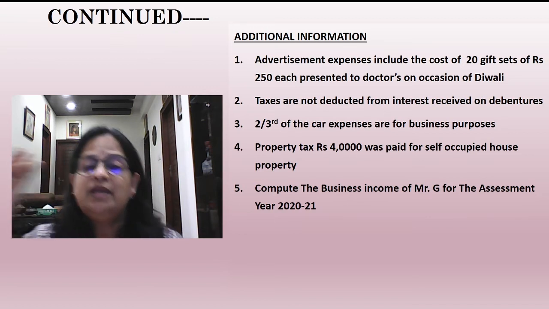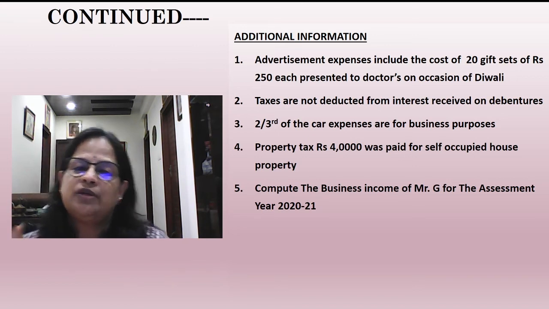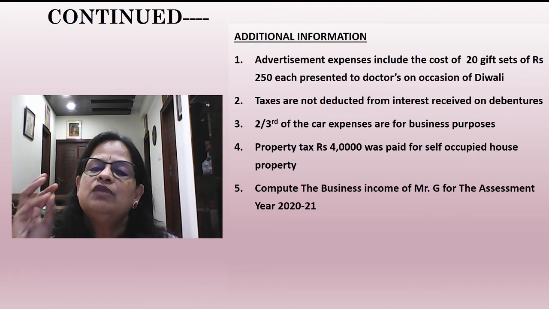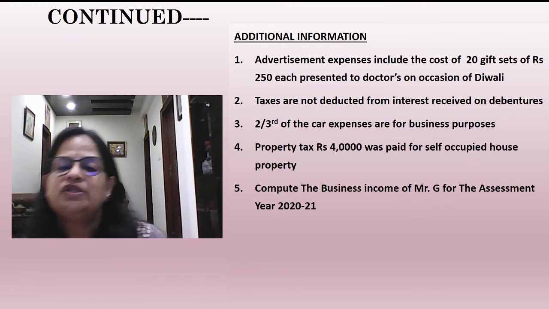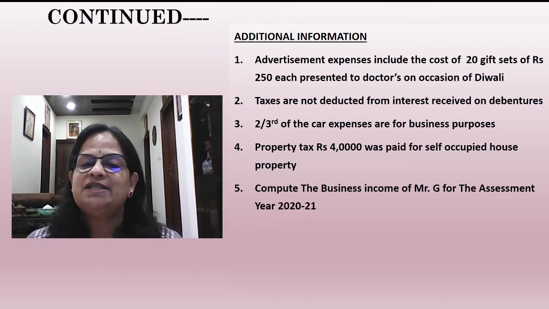Now if it's income received in a foreign country, then only you have to see whether TDS is done or not. Now 2/3 of the car expenses are for business purpose. So 1/3 we will disallow because it's for personal purpose. Property tax 4,000 was paid for self-occupied house property. The value is 4,000. So that is for self-occupied house property, we will disallow.